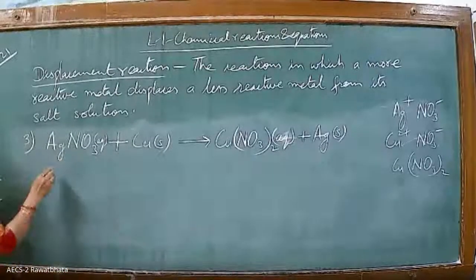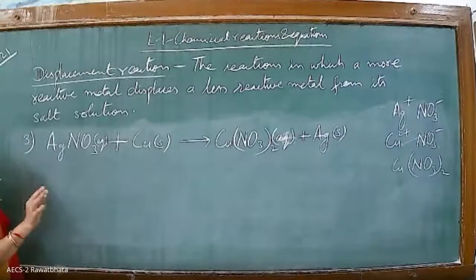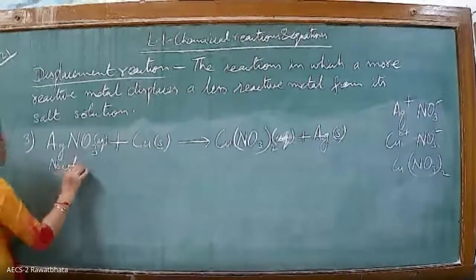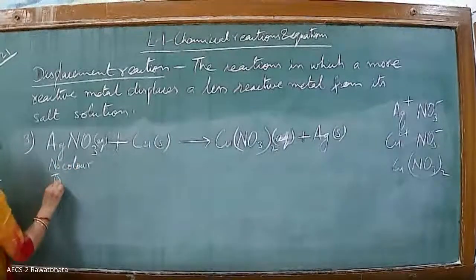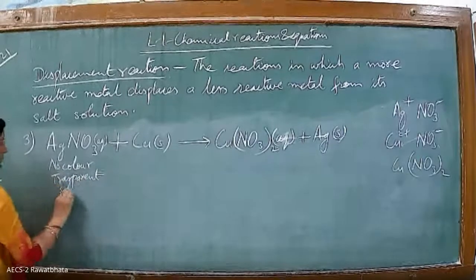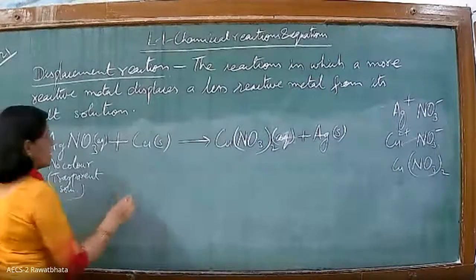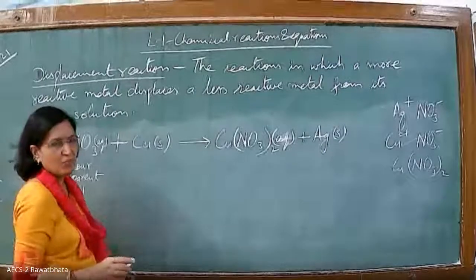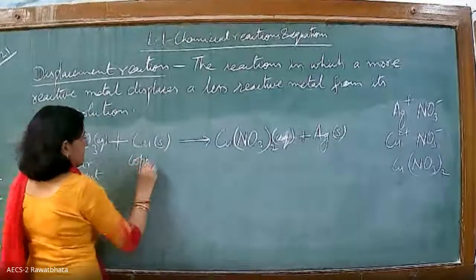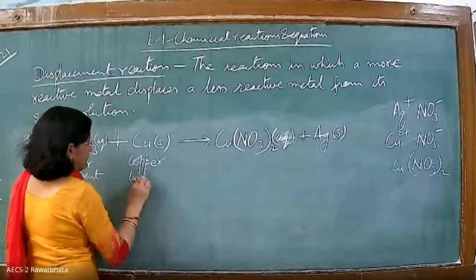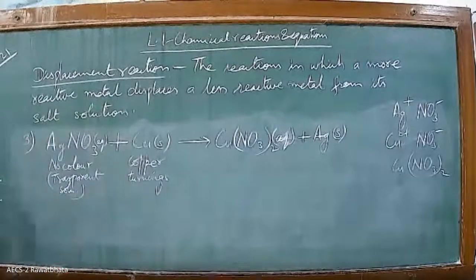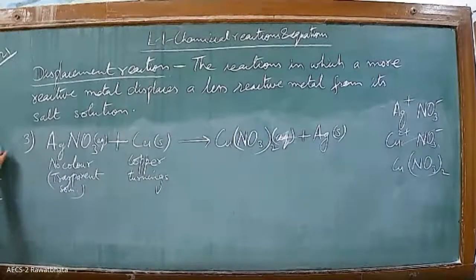This solution actually is transparent, no color, just like water. And of course, copper we have taken up in the form of copper turnings. How do these turnings appear? This is almost like a spring, small spring-like structures.